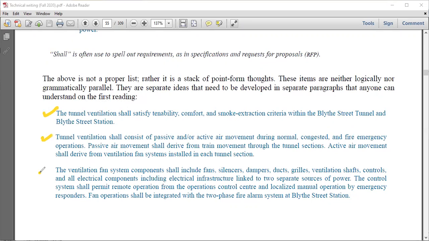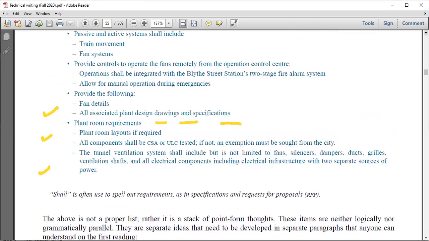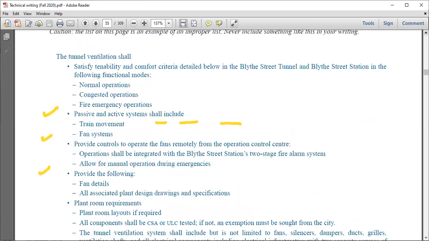This is a separate idea. This is a separate idea. The tunnel ventilation shall satisfy tenability, comfort, smoke extraction. So look at the parallelism over here within the Blitz Street tunnel and Blitz Street station. Now if we look at the above version, the tunnel ventilation shall satisfy tenability and comfort criteria detailed below in this tunnel and this. So we don't see any parallelism over here, right?